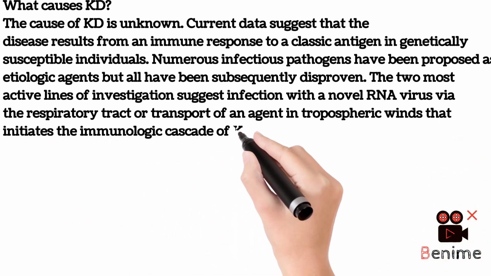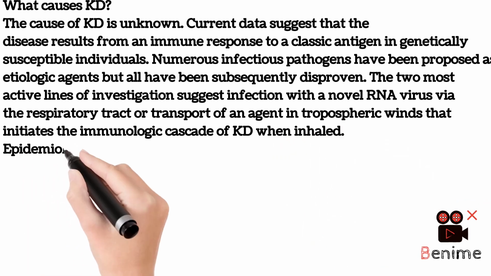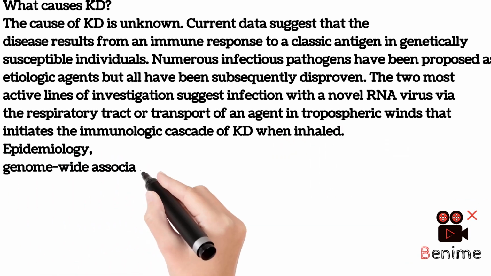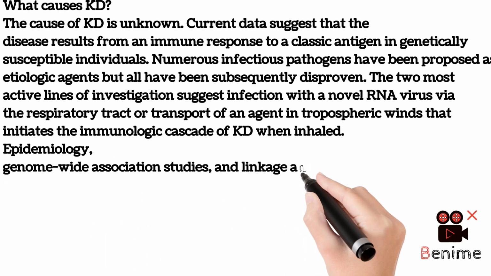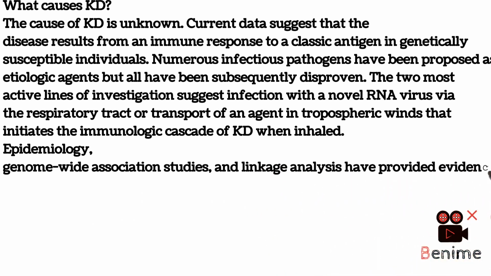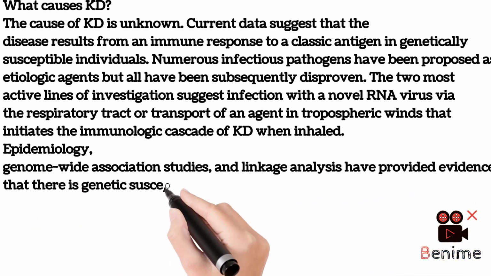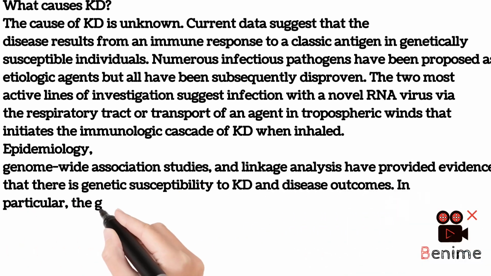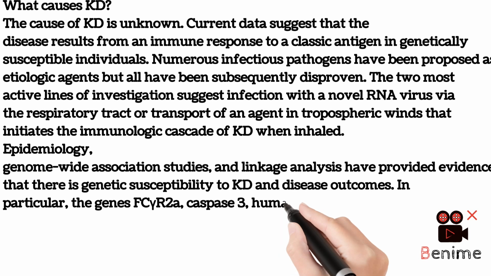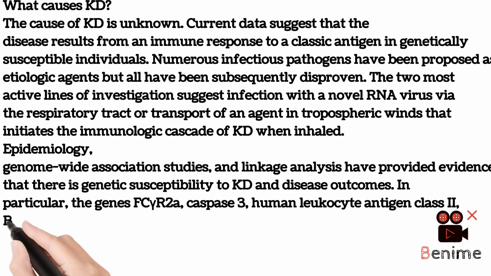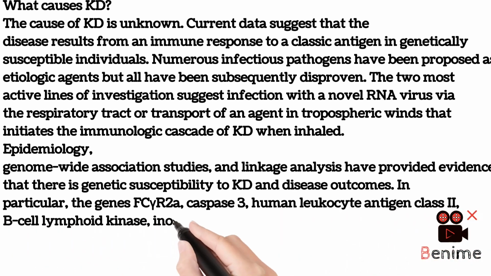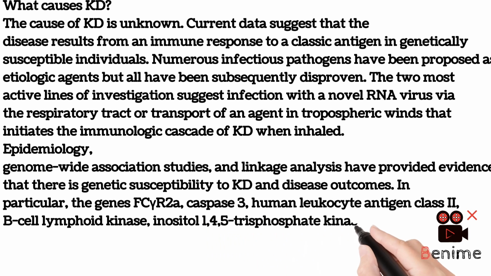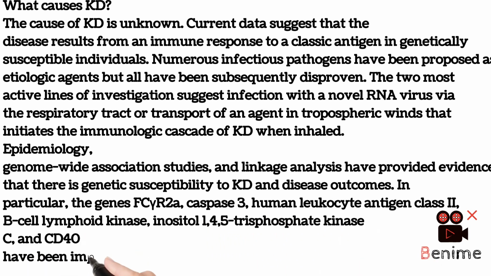Epidemiology, genome-wide association studies, and linkage analysis have provided evidence that there is genetic susceptibility to KD and disease outcomes. In particular, the genes Fc gamma R2A, caspase 3, human leukocyte antigen class II, B-cell lymphoid kinase, inositol 1,4,5-trisphosphate 3-kinase C, and CD40 have been implicated.